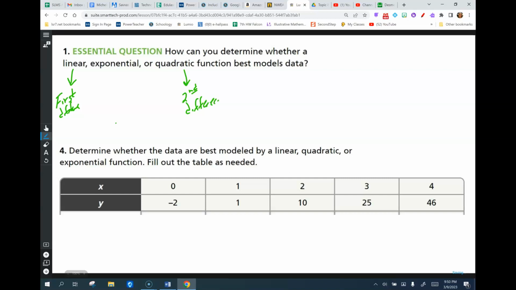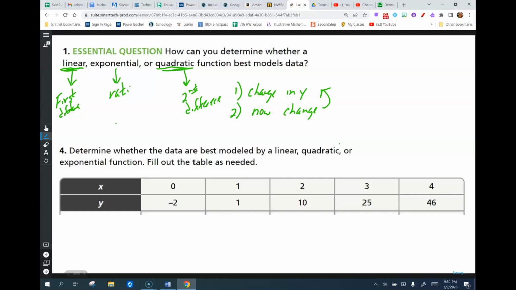So first, find the change in y, and then do it again. Now find that change. Find the difference between each of those. Usually that's what we do. We first check to see if it's linear, because that one's pretty quick. If it's not linear, then we check to see if it's quadratic. If it's not quadratic, we check to see if it's exponential.